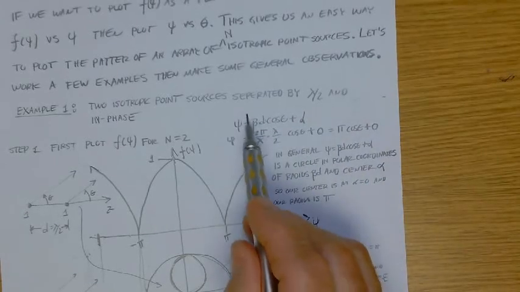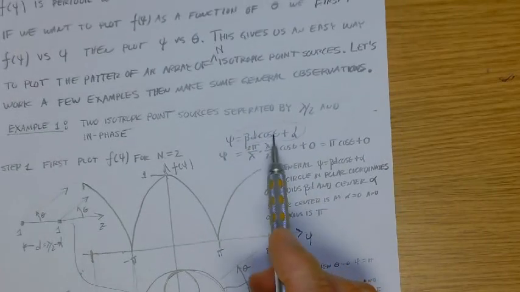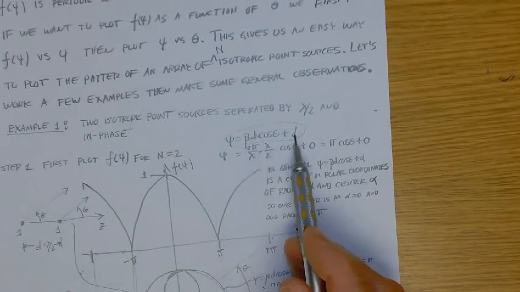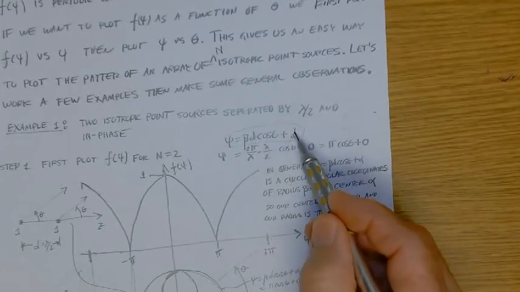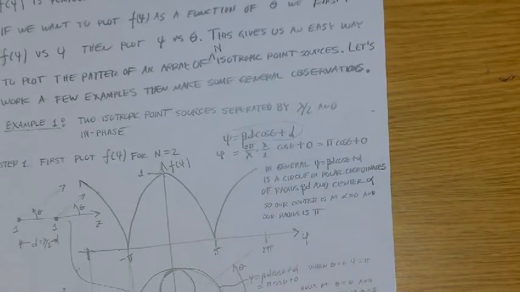So it turns out that this right here is a circle, of radius beta d and center alpha. So it's the equation of a circle in polar coordinates whose center is at alpha and whose radius is beta d. Right? So that turns out to be important.